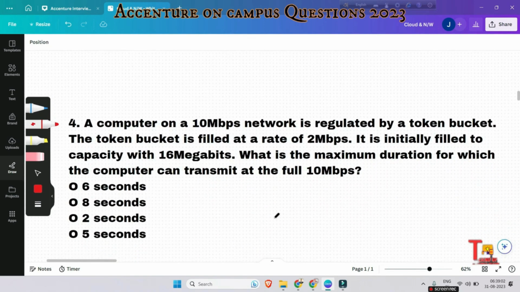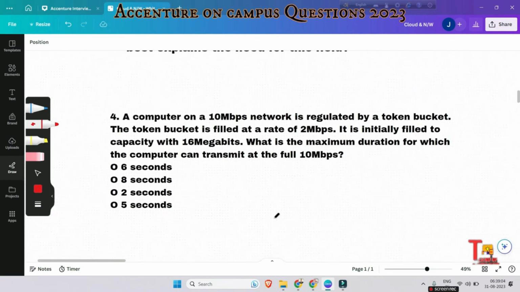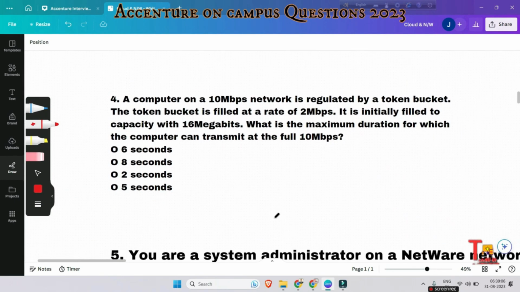So the next question is, a computer on a 10 Mbps network is regulated by a token bucket. The token bucket is filled at a rate of 2 Mbps. It is initially filled to capacity with 16 megabits. And what is the maximum duration for which the computer can transmit at full 10 Mbps?